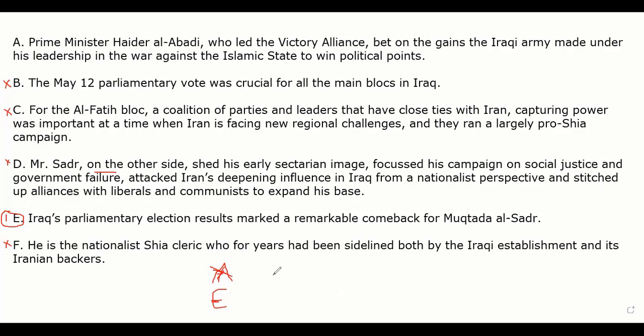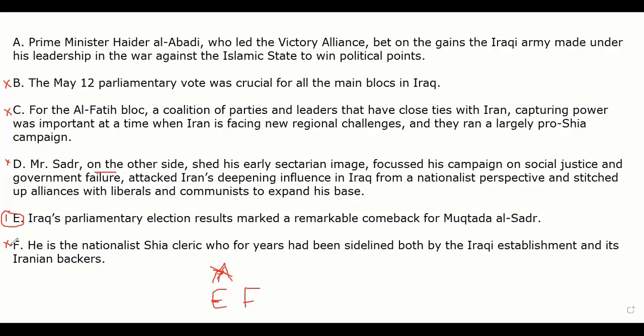Yes, sir. So now you read what can be. Either it can be D, but Mr. Sadr, on the other side. No, we cannot say D because of the words on the other side. And F? We can use F also, right? He is the nationalist Shia cleric who for years had been sidelined both by Iraqi experts and Iraqi backers. Because he can be used only for a person, either it has to be D or F. Correct? F, right? So after E, it has to be F.